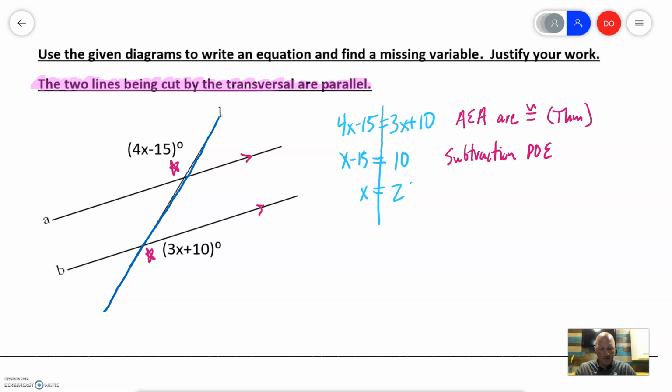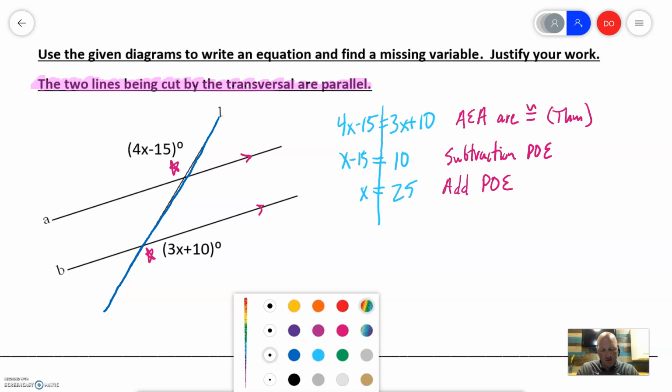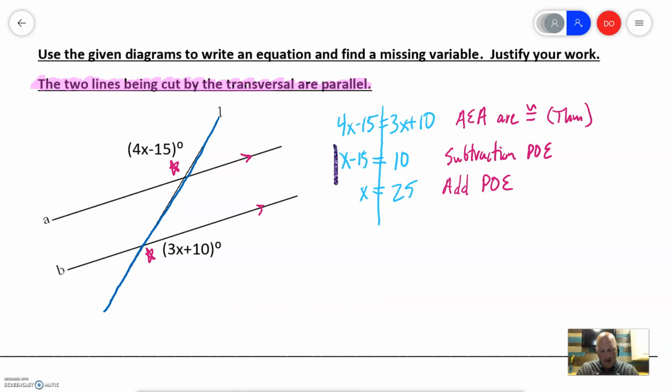So 10 plus 15 would be 25. And what did I just do? I added something to both sides of the equation. So that would be the addition property of equality. And for those of you folks that are still struggling with justifying things, again, remember that this is like an if. So if I have an equation, then I can add 15 to both sides and write the result. That's what the addition property of equality says.